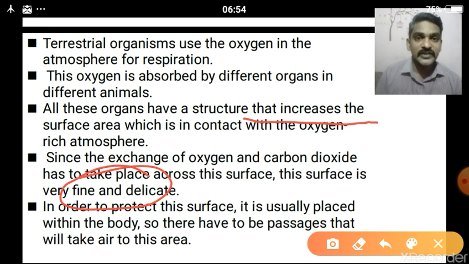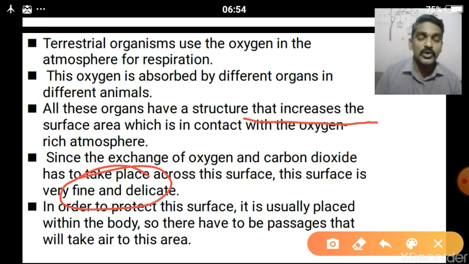So more oxygen can be taken in. Suppose the surface area is very less, what will happen? The contact with the oxygen rich atmosphere also will be very less, so less oxygen will be taken inside. So respiration will not be performed in the perfect way. So the surface area is much greater, and an increase in surface area will be there in these organs. So these will usually be placed inside the body.